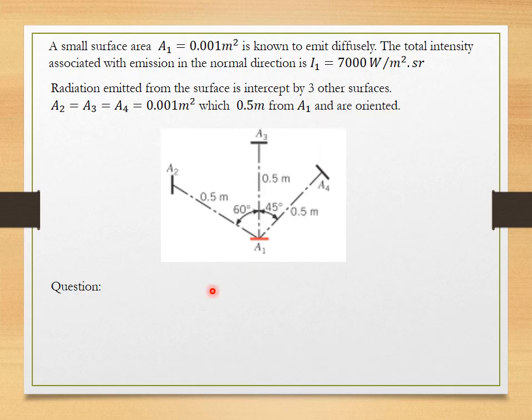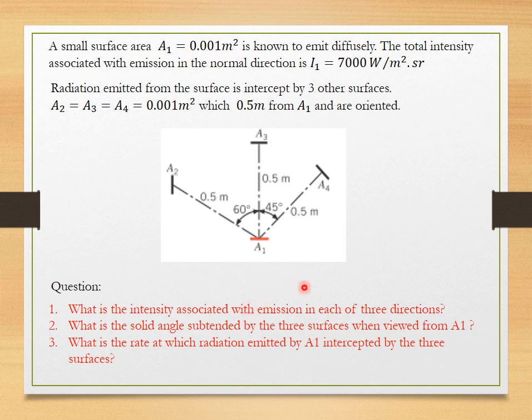So the question: what is the intensity associated with emission in each of the three directions? Okay, so A2, A3 and A4. What is the solid angle subtended by the three surfaces when viewed from A1? Solid angle refers to omega: omega 2 to 1, 3 to 1 and omega 4 to 1. And the last question: what is the rate, meaning the Q, at which radiation emitted by A1 is intercepted by the three surfaces, meaning Q2 to 1, Q3 to 1 and Q4 to 1.